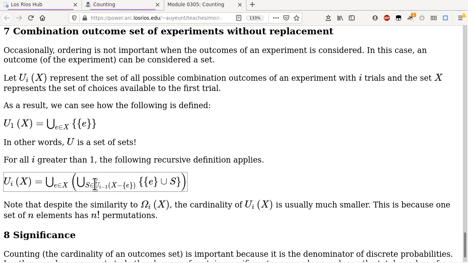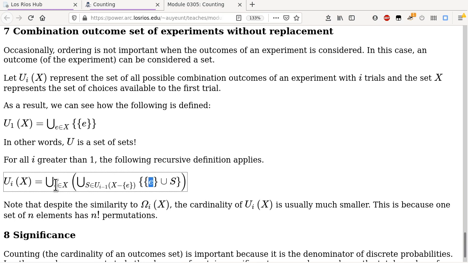So we look at this entire thing, which is a set of sets. Each element of this entire set is by itself a set. So that is what uppercase S is representing. Uppercase S is really just representing one of the possible combination outcomes of an experiment that has i minus 1 trials, and the choices that we have is X minus {e} in braces. So what do we do with this S? All we do with this S is we make a union between that set and the set with just e by itself. Where is the e coming from?